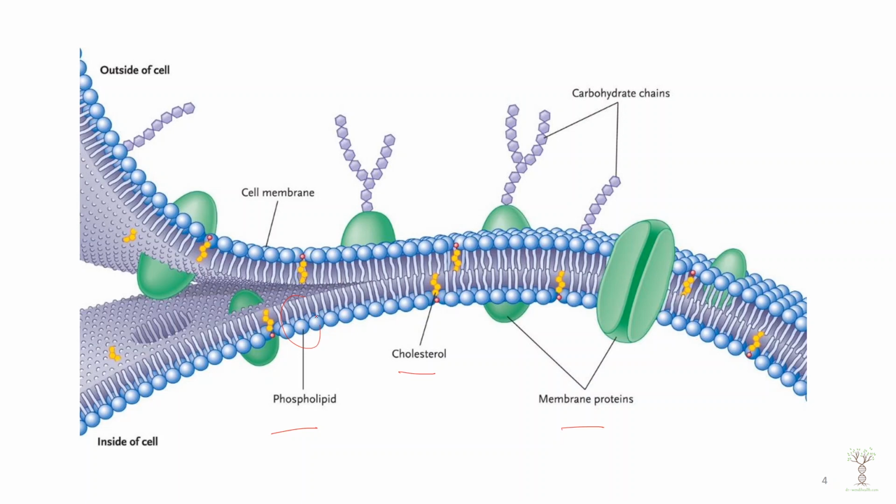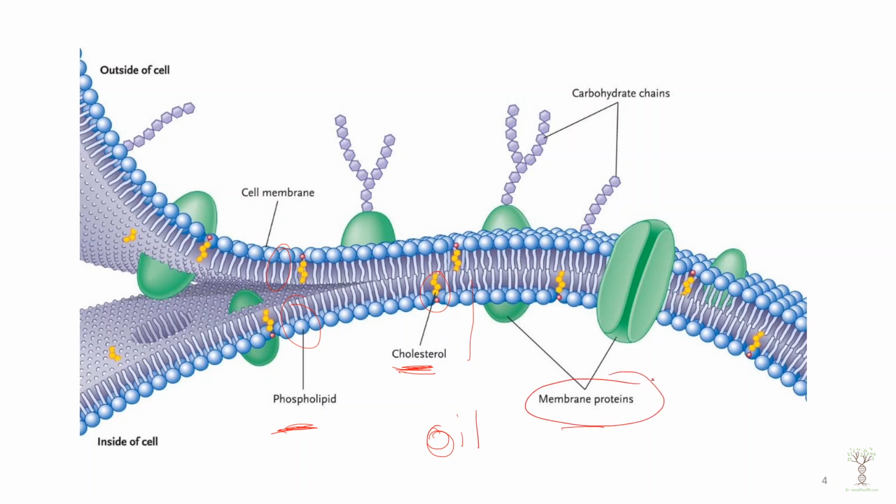The phospholipids make up the bulk of the plasma membrane. We have cholesterol molecules that are integrated that help give the plasma membrane stability. Because these little phospholipids are bent, they're unsaturated, so the plasma membrane is like oil. The two main fats that make up the membrane are phospholipids and cholesterol.